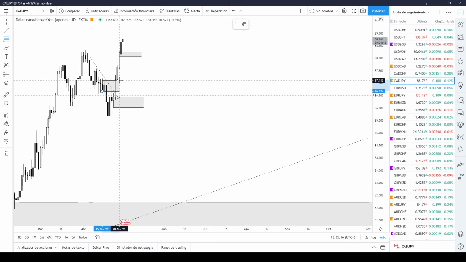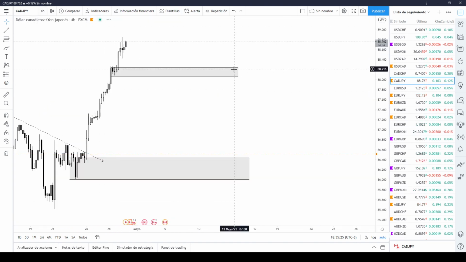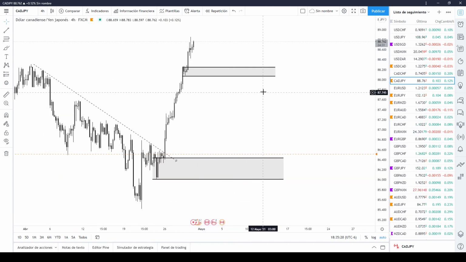See what happened? Daily supply zone being taken out. We have this strong departure to the upside. Now I just need to wait for a retracement and then go along.